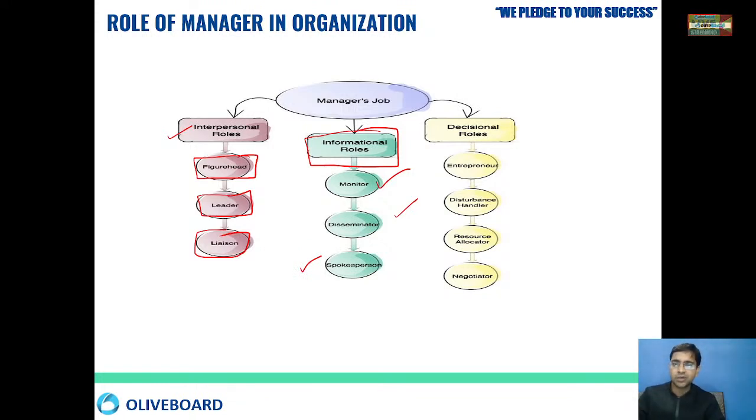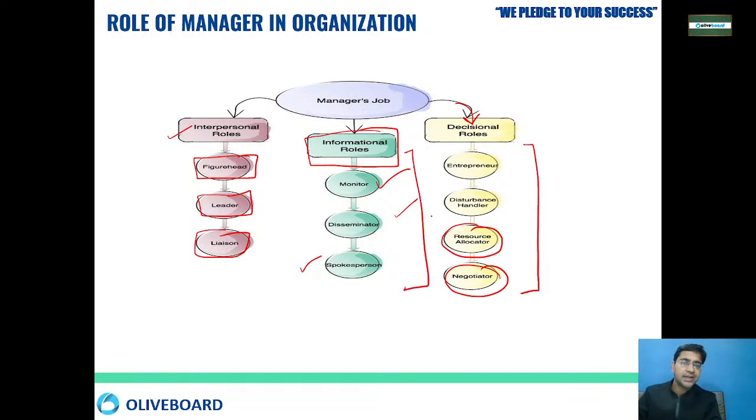then what is the role of manager in decision making? Manager is an entrepreneur. If any problem happens, any disturbance happens, manager comes and takes the decision over there. Manager decides what resource will be utilized by which person, and manager acts as a negotiator whenever we have to negotiate with anybody. So these are all the decision roles that manager takes, these are the informational roles that manager takes, and these are the interpersonal roles that manager takes.